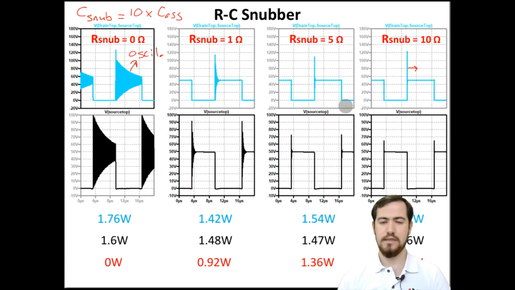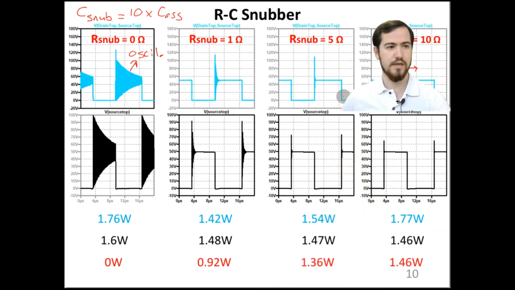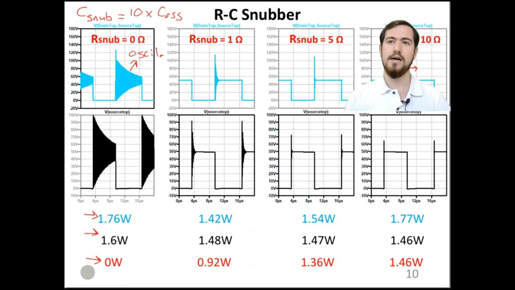Okay, based on the results, let's think about which one is the best one. Maybe it is better for me to move to the upside to see the loss ratings. The blue one is the loss on the high side switch. The black one is the loss on the low side switch, and the red one is the loss on our snubber resistance. Let's write it here, our snubber. That is the low side switch and that is the high side switch.